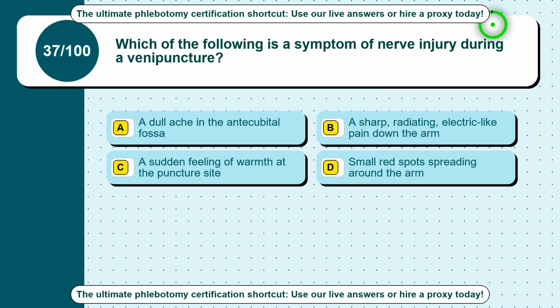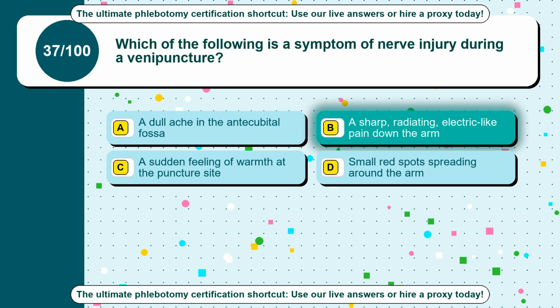Question 37. Which of the following is a symptom of nerve injury during a venipuncture? Option A. A dull ache in the antecubital fossa. Option B. A sharp, radiating, electric-like pain down the arm. Option C. A sudden feeling of warmth at the puncture site. Option D. Small red spots spreading around the arm. The correct answer is option B. A sharp, radiating, electric-like pain down the arm.